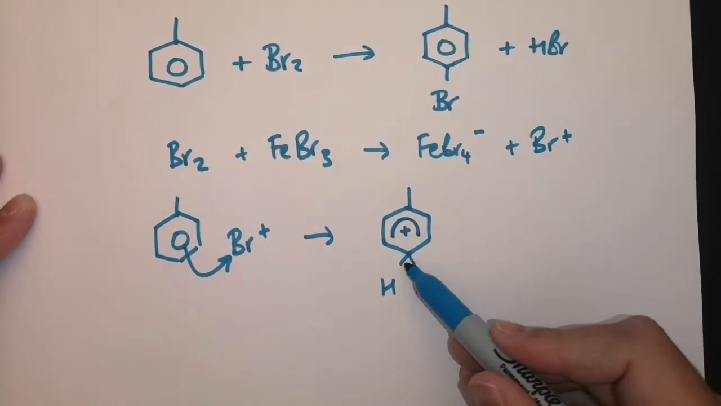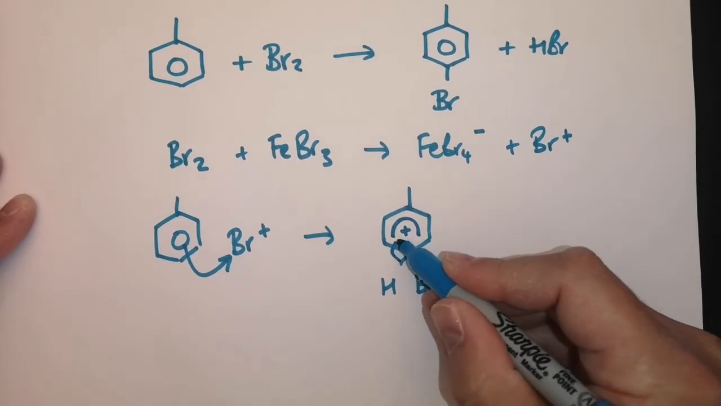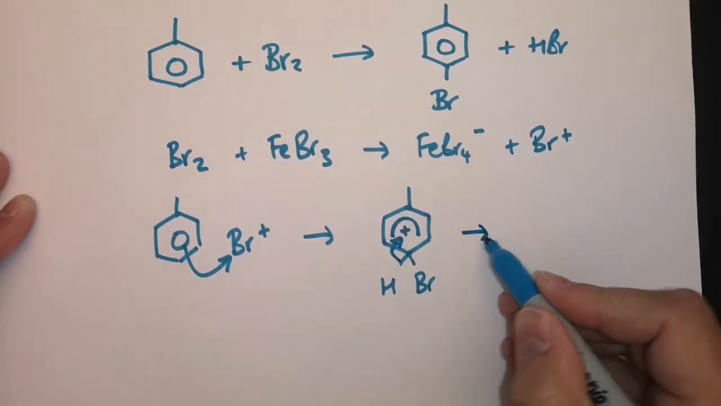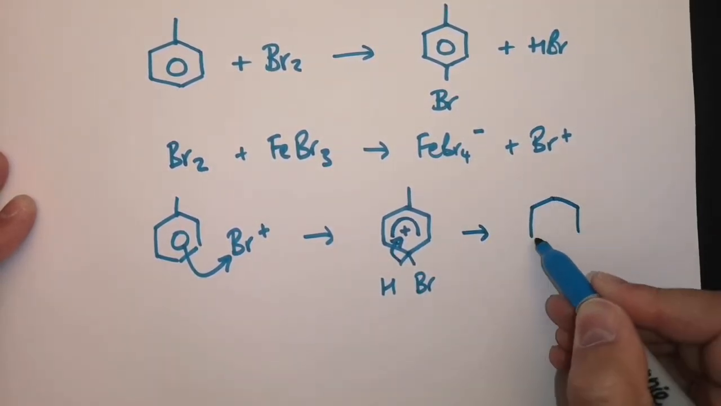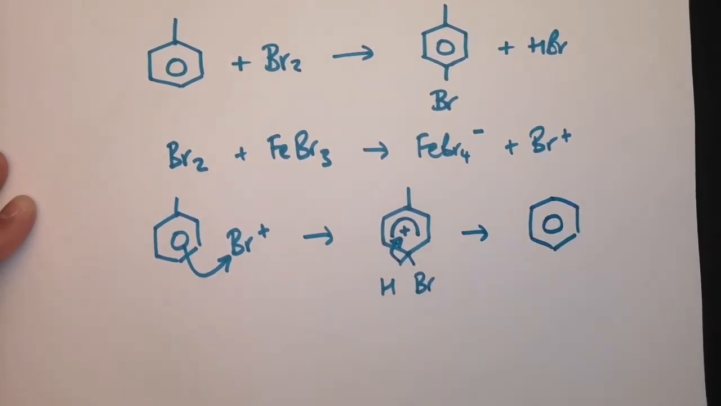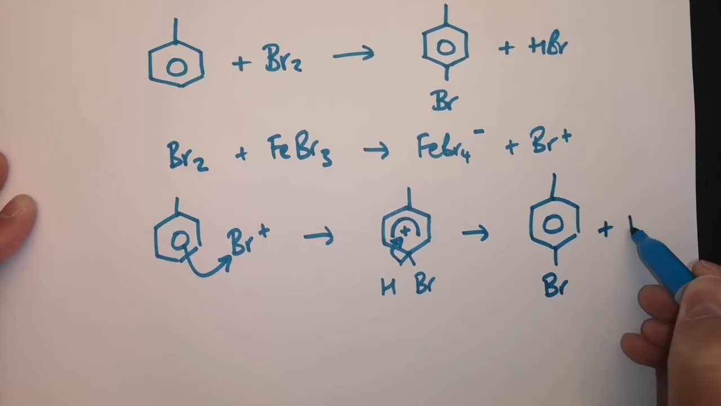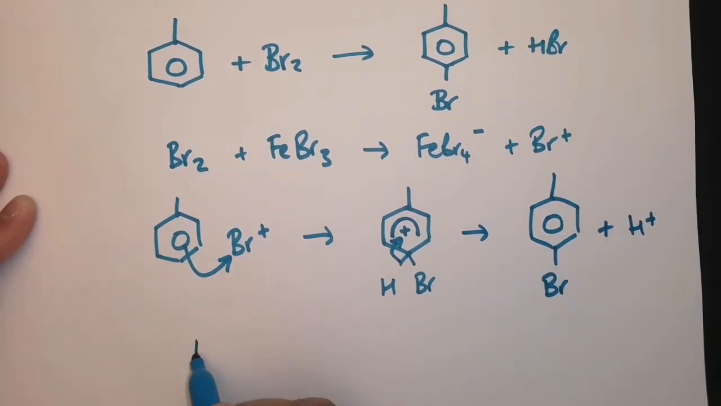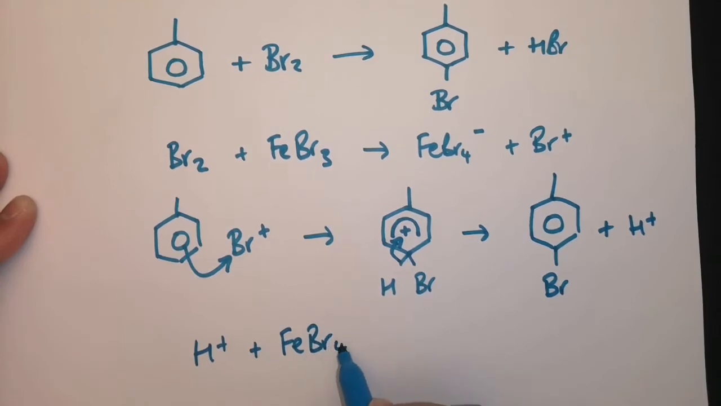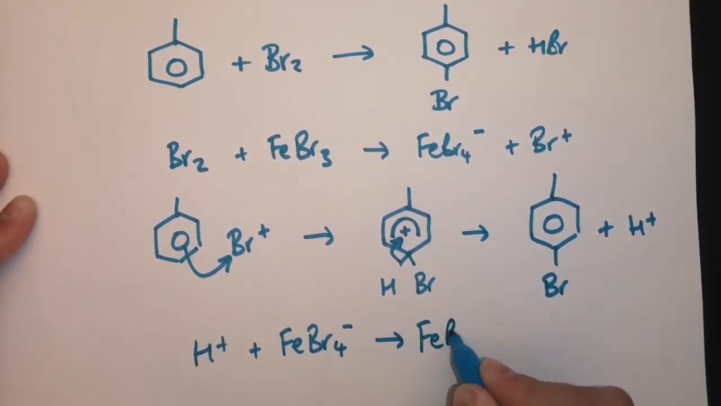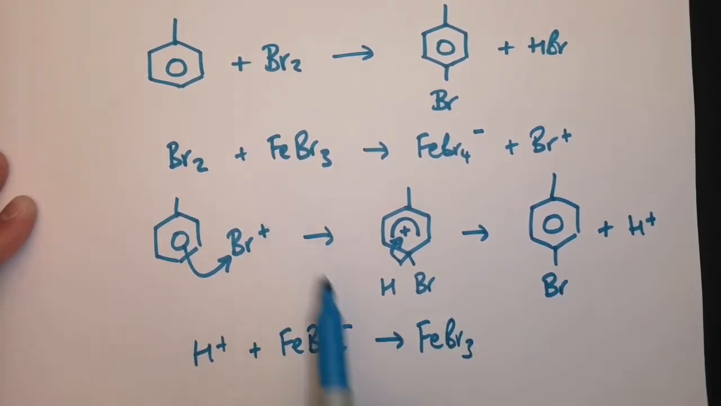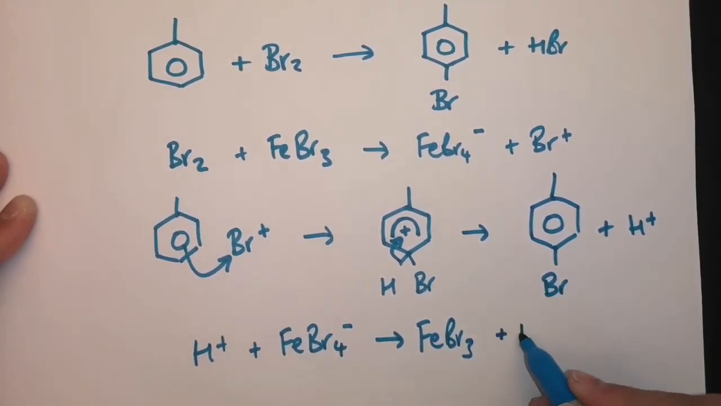Now the electrons from the carbon to hydrogen bond can move back into the ring in order to regenerate the delocalized system. We have a methyl on the top and a bromine on the bottom. That produces an H+, and then the H+ can then react with the FeBr4- generated here to remake my halogen carrier, therefore making it a catalyst, and producing HBr.